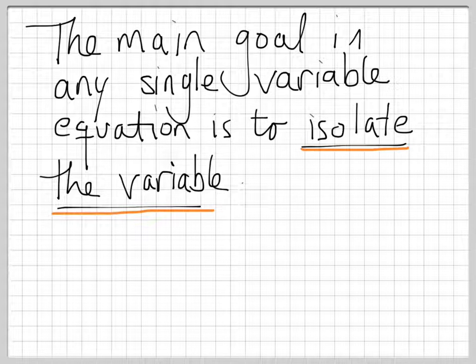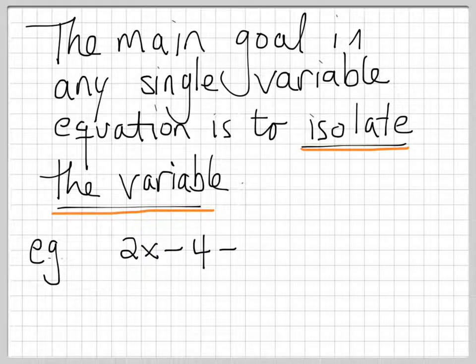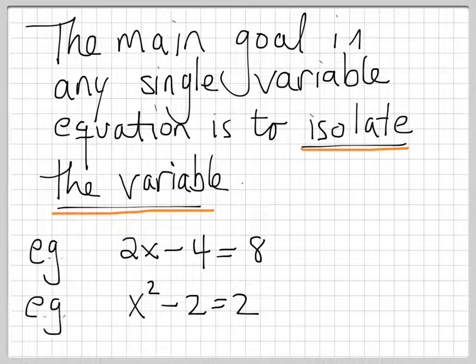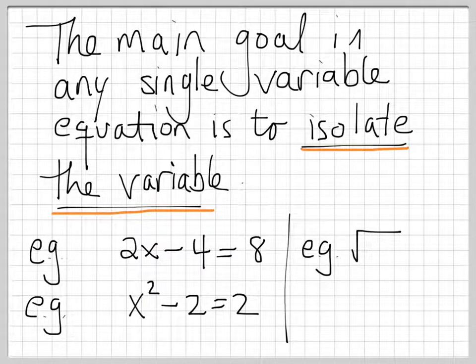And so, if I give you a couple of examples, things like 2x minus 4 equals 8, there is a single variable equation. x squared minus 2 equals 2, right? There's another single variable equation. And now that we have square roots, we're going to have more single variable equations. Radical 2x equals 3. Things like that.